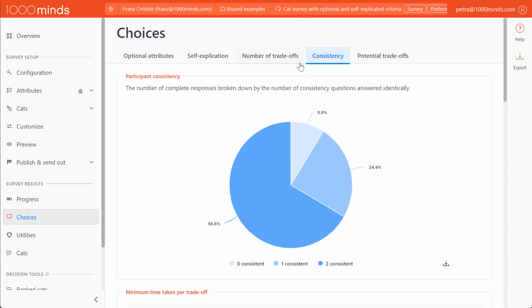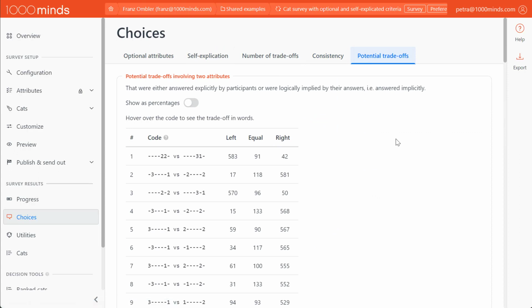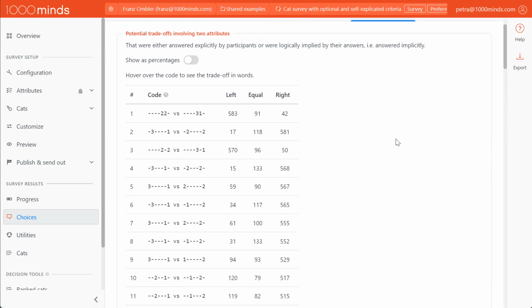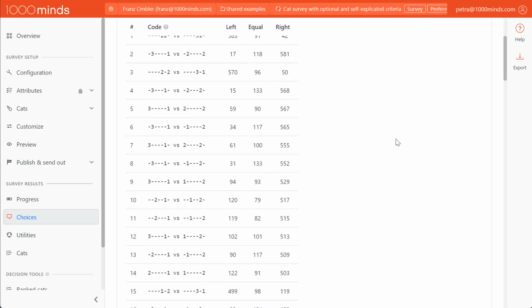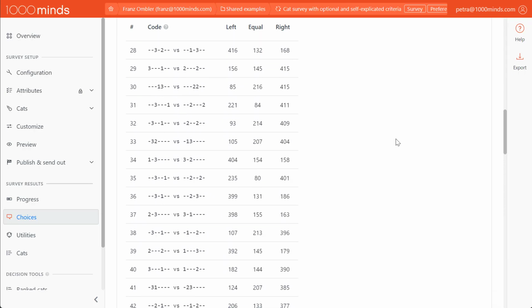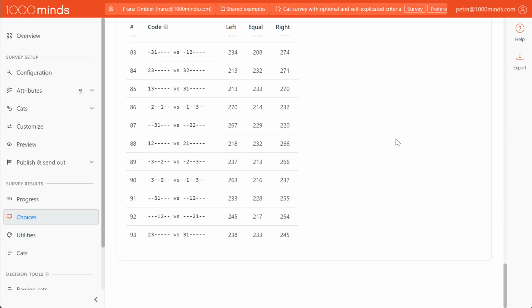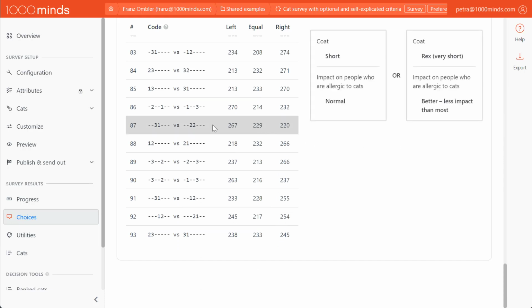Now let's take a look at the Potential Trade-offs page. Here we can see participants' trade-offs either through their explicit answers or through logical implication. The trade-offs at the top of the page are those of the greatest agreement, and those at the bottom are where there is the most disagreement. We can view each trade-off question by hovering over it in the table. Examples like these demonstrating agreement or disagreement can be helpful when reporting your survey results to others.